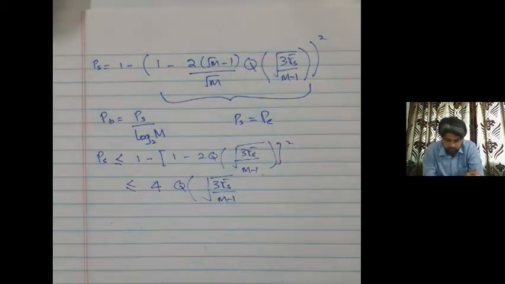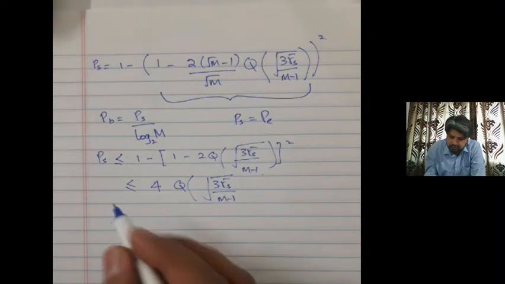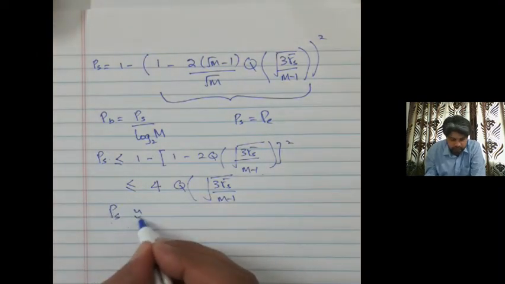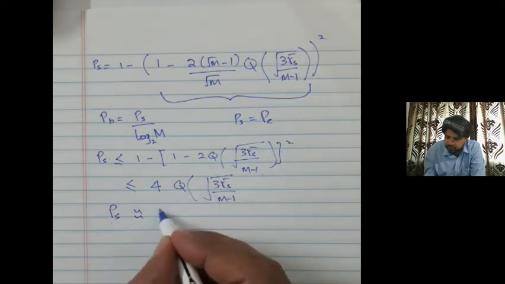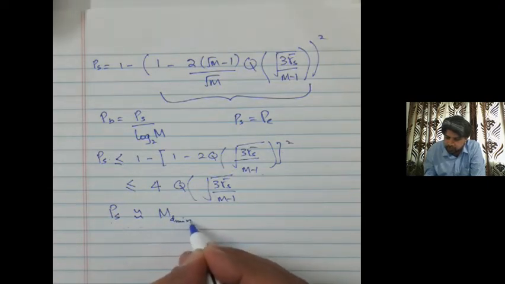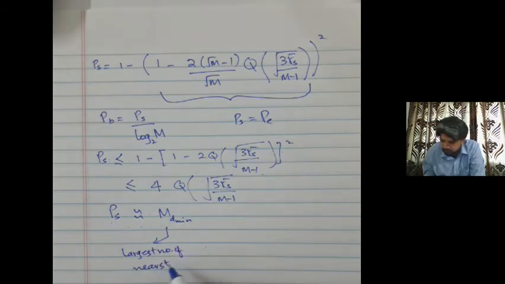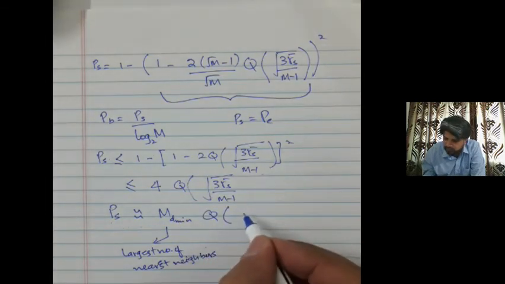Another way of writing the symbol error probability is that you write M_dmin, where M_dmin is the largest number of nearest neighbors, times Q function of d_min over root of 2 N naught.